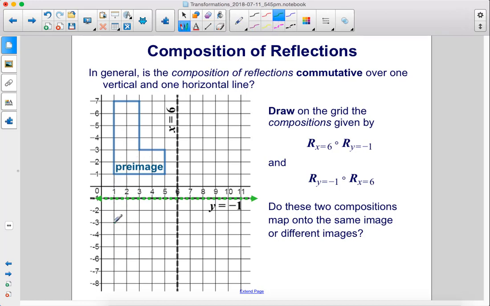So 1, 2, 1, 2, 1, 2, 1, 2. So we have this line here, and then like that, 2 over, and then 4 up, like that. Okay, then we're going to reflect it over the line x equals 6, so I'm going to highlight that in red. Here's x equals 6. All right, so we have reflected over this line. So there, and then this is 1, 2, 3, 4, 5. So 1, 2, 3, 4, 5. All right, so I can draw it now.